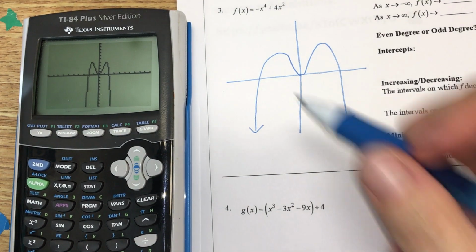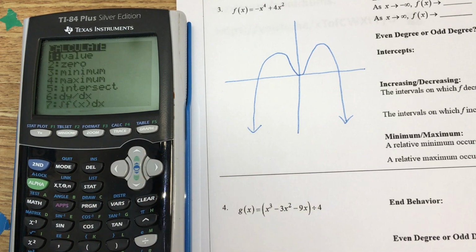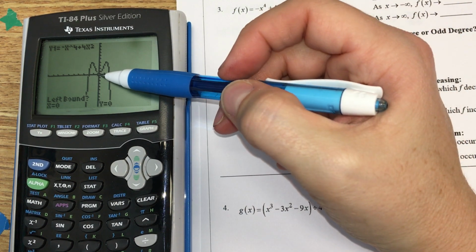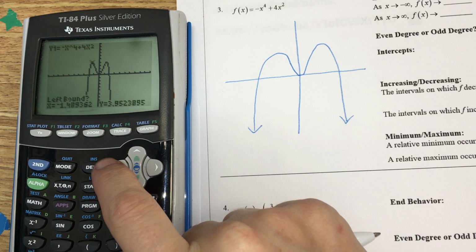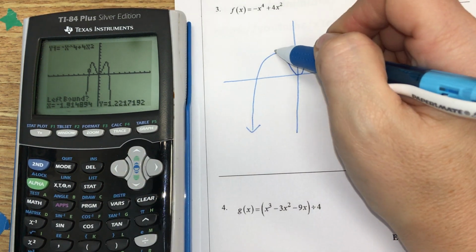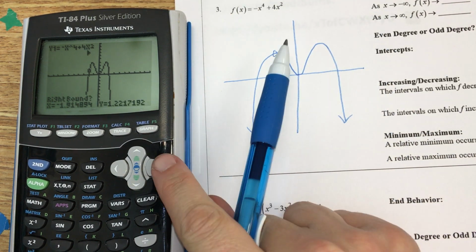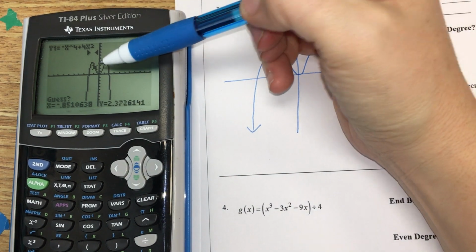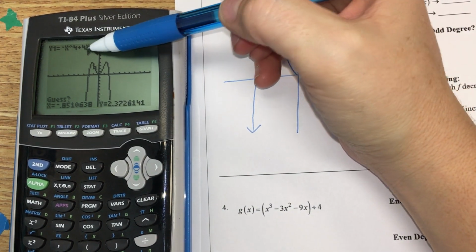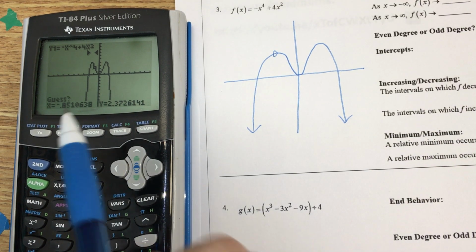So the first thing I'm going to do, if I want to get this maximum point here, is press second, trace, and pick maximum. You'll see I have this little cursor, and it says left bound. I'm going to move my cursor until it's on the left side of the maximum I'm looking to find, and press enter. Then I move the arrows to the right side of the maximum and press enter. You see that the maximum point I'm looking for is between those two arrows. And once I've done that, I'm going to press enter when it says guess.